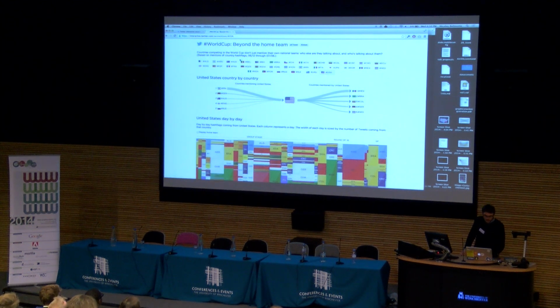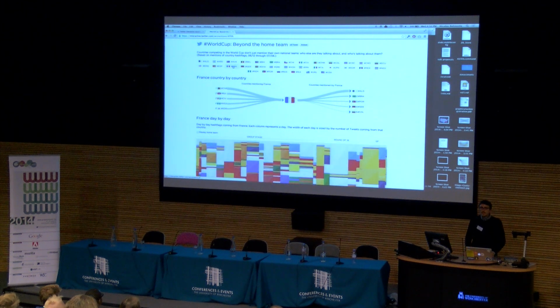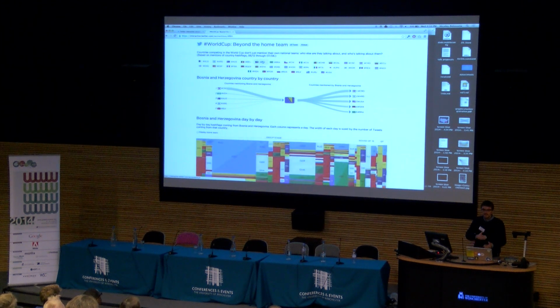If you look at France, you may see the same thing. The most mentioned country from France is Algeria. A lot of people were rooting for Algeria in France. You can also see geographical patterns. For example, Croatia mentions Bosnia and Herzegovina a lot, and Bosnia and Herzegovina in turn mentions Croatia. So you have this loop, probably based on proximity. We started finding these stories, but we could only find them from an exploratory tool.